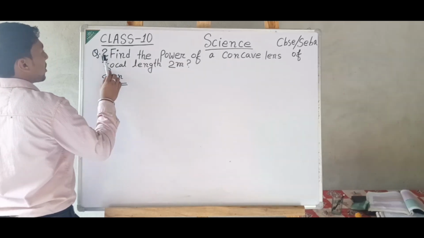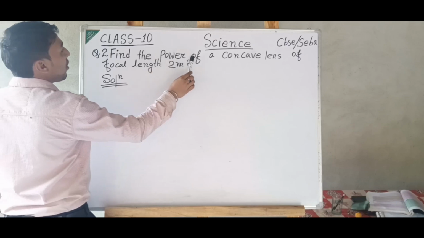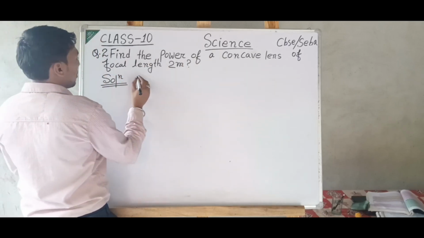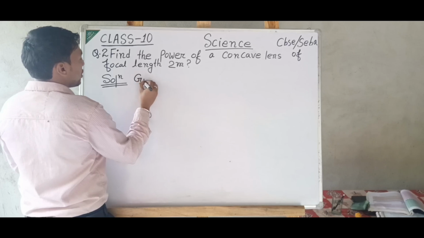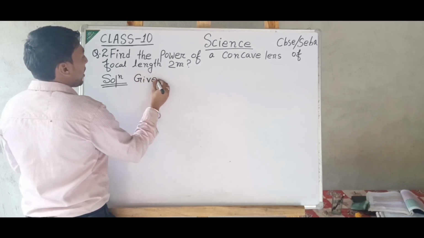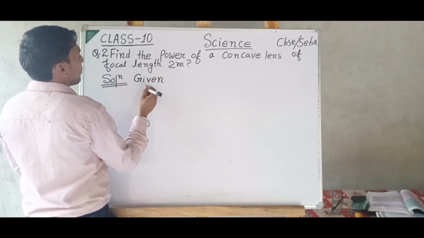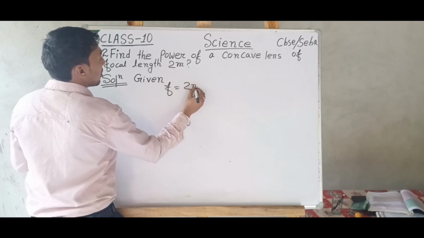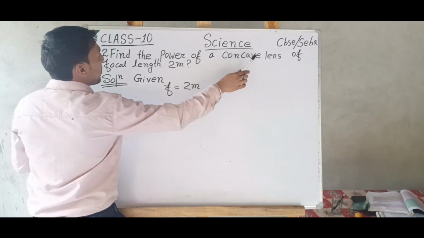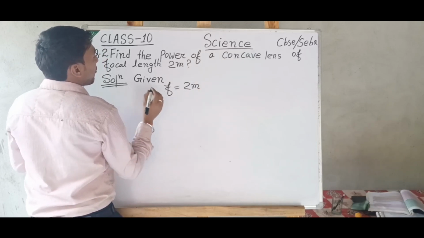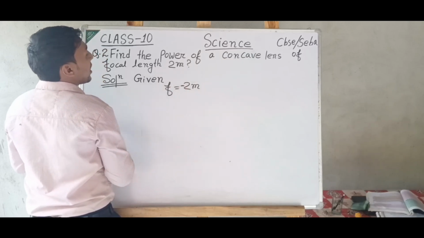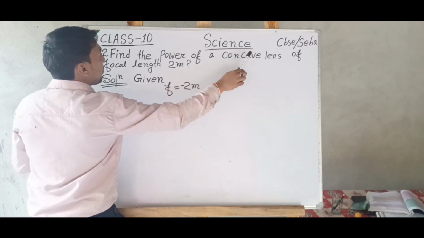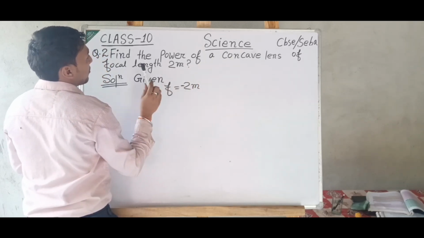Now we will solve question number 2. Find the power of a concave lens of focal length 2 meter. In the first step, write the given value. According to this question, focal length is given as 2 meter. So F equal to 2 meter. Now this is a concave lens. In a concave lens, F value is always negative, and in a convex lens, F value is always positive. But here we have a concave lens, so I have used a negative sign.